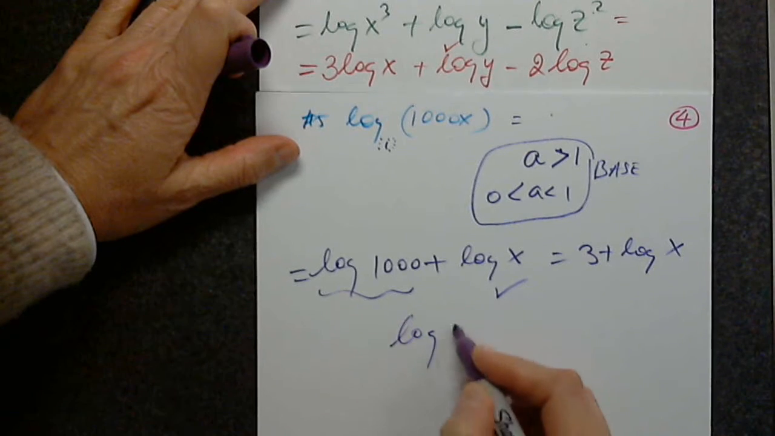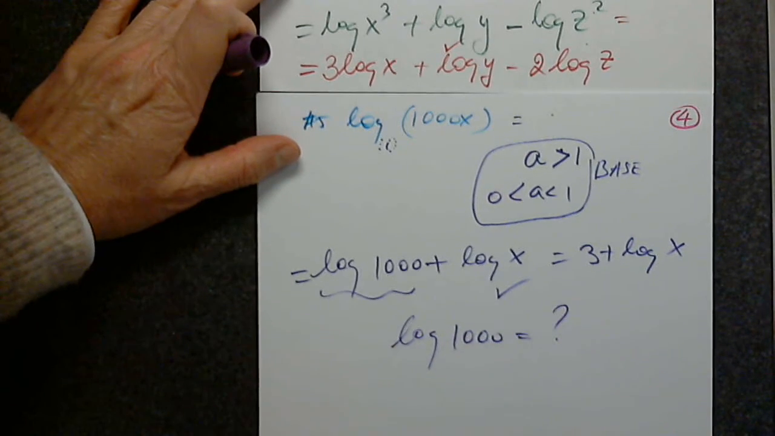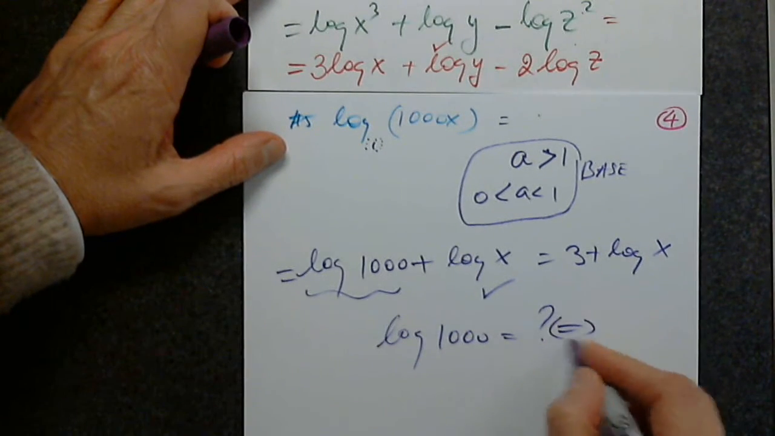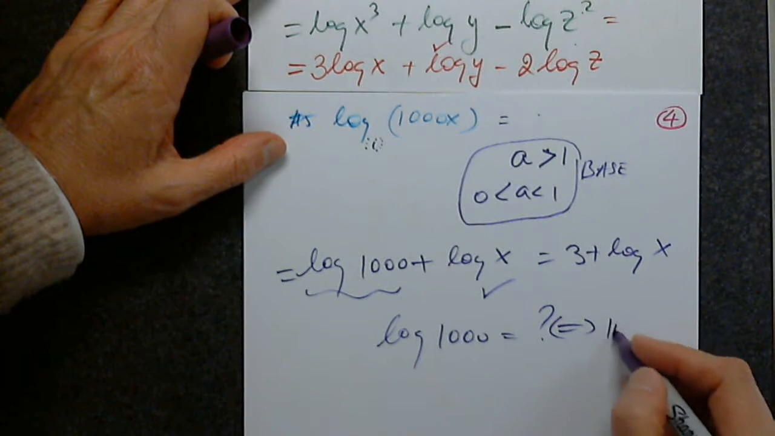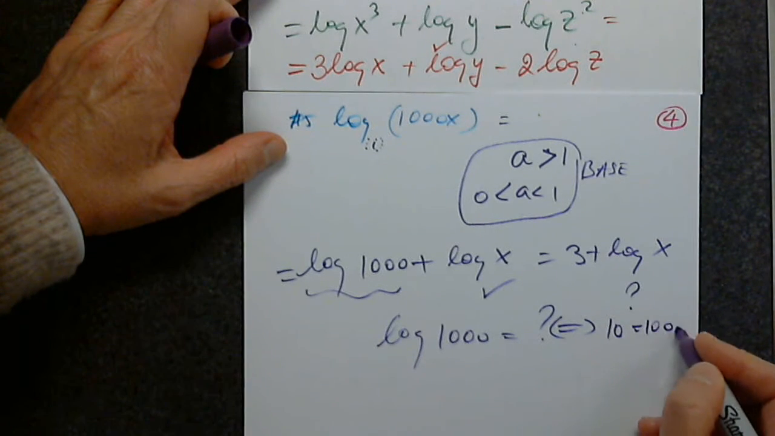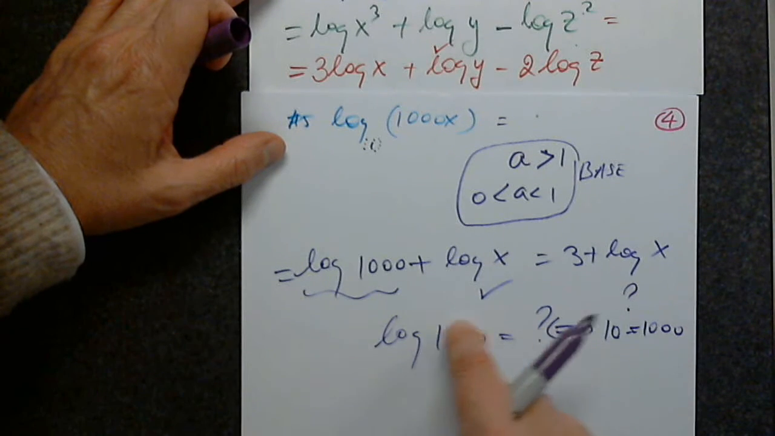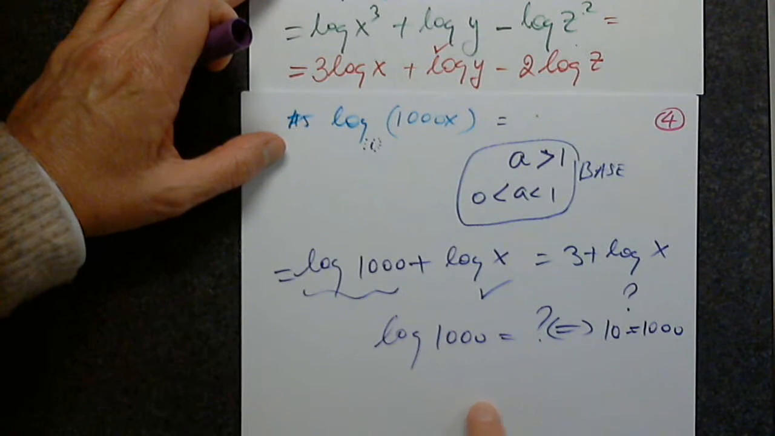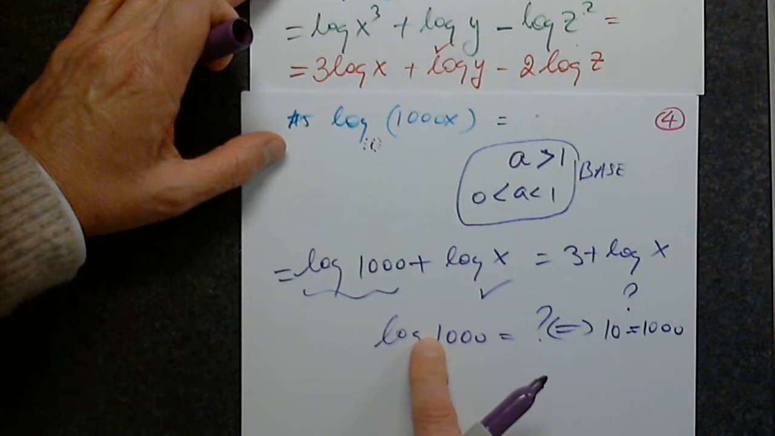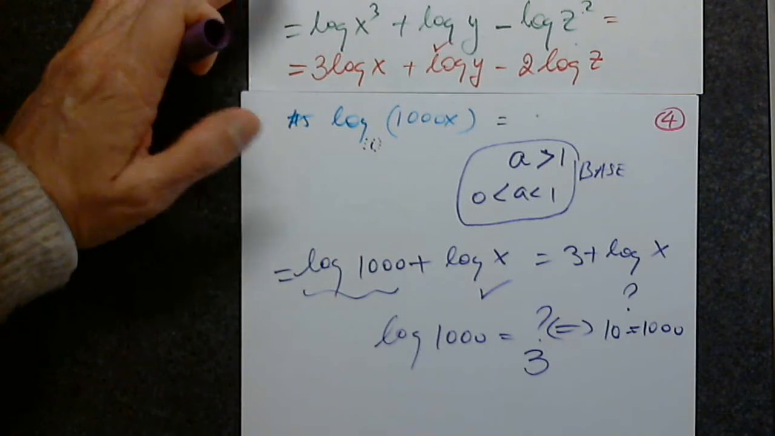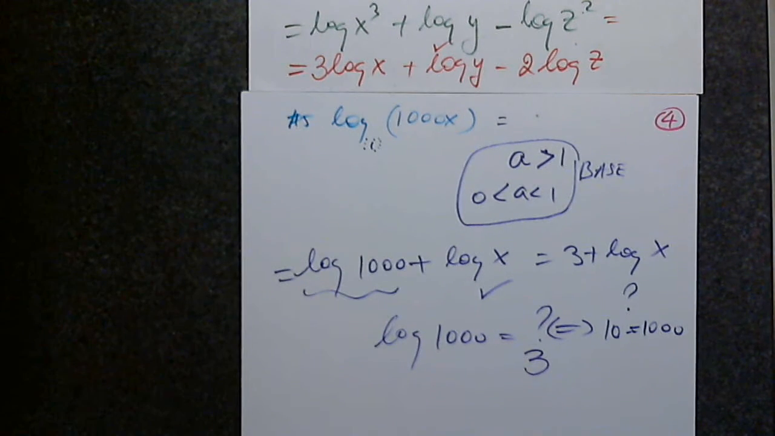So I have log of 1,000 is unknown. This is equivalent to 10 raised to which power is 1,000? We start with the base and we go counterclockwise. And the answer must be 3. Do we agree with 3? Everyone? Yes? Okay. Please choose anything else to expand.